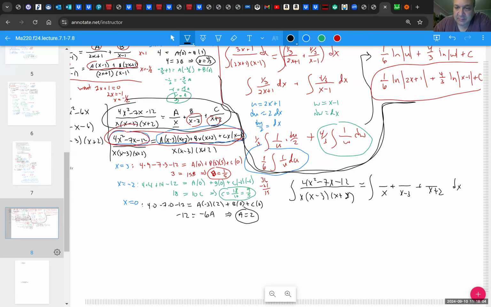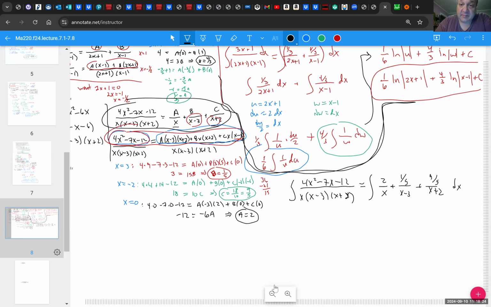And the a value we know is 2. The b value we know is 1/5. And the c value we know is 9/5. And I think I'm going to leave this as a little exercise for you to do the u substitution and the w substitution. I've already done a couple of them. It works out the exact same way.